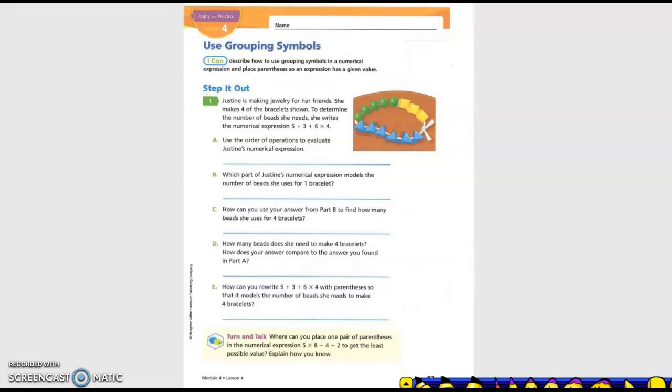The 6 times 4, because in order of operations, you do multiplication and division before addition and subtraction, right? Okay, so what is 6 times 4? 24. So we're going to rewrite 5 plus 3 plus 24, right? Now can I work left to right? Yes. So 5 plus 3 is 8. So 8 plus 24 is 32. So she needs how many beads? 32 beads.